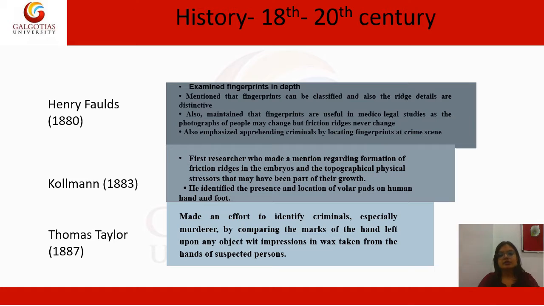Kollmann was the first researcher to mention the formation of friction ridges in the embryo and the topographical physical stressors that may have been part of their growth. He also identified the presence and location of volar pads on human hands and feet. Thomas Taylor made an effort to identify criminals, specifically murderers, by comparing the marks of the hand left upon an object with impressions in wax taken from the hands of suspected persons.